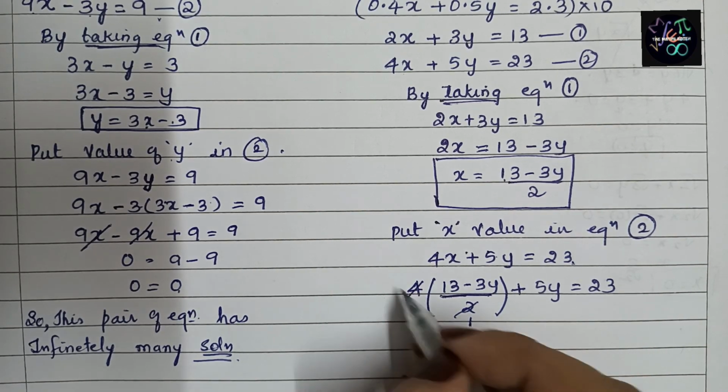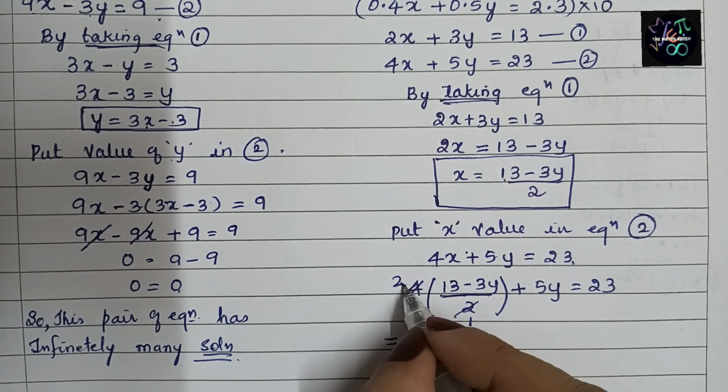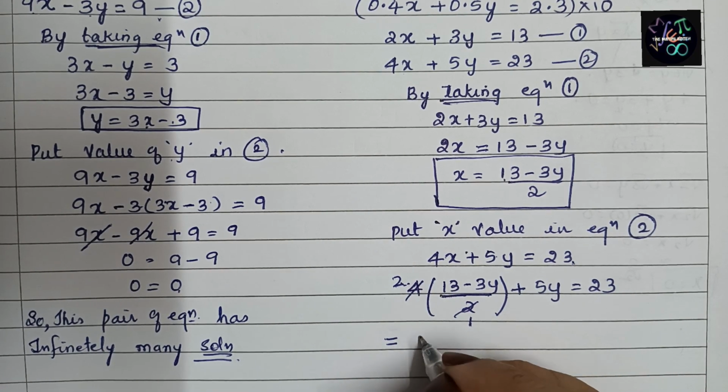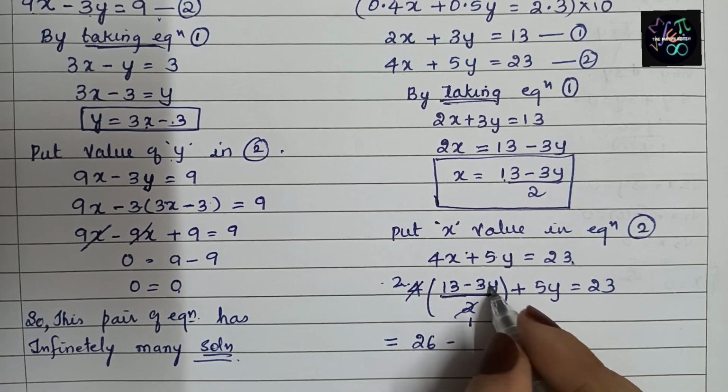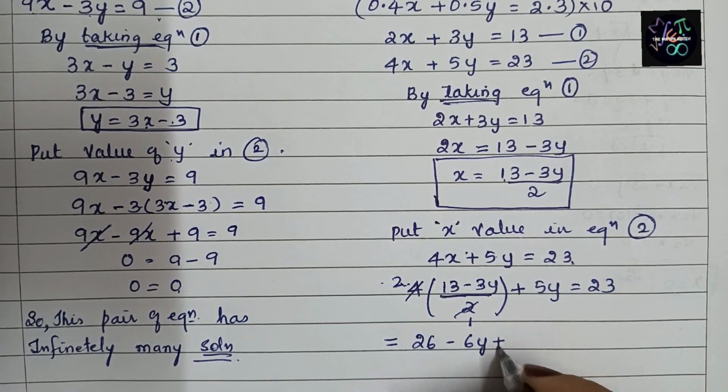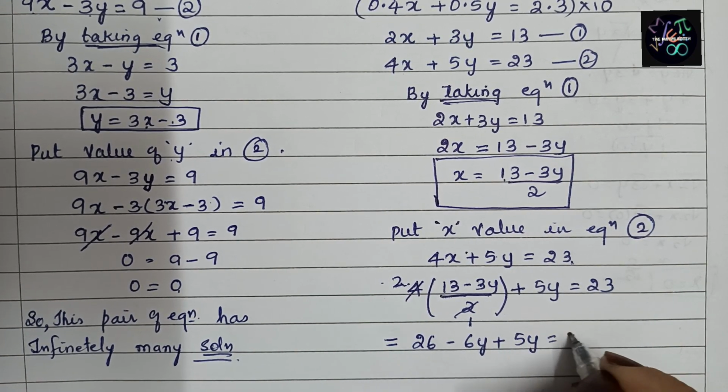2 1s are 2, 2 2s are 4. So let us multiply 13: 2 1s are 2... 13 1s are 13, 13 2s are 26. Now 2 3s are 6, with minus, so minus 6y plus 5y as it is equal to 23.